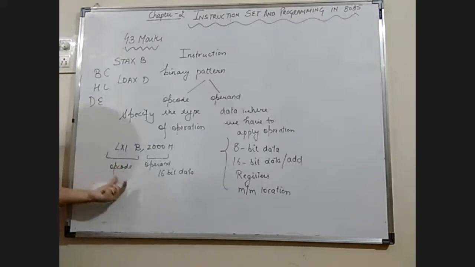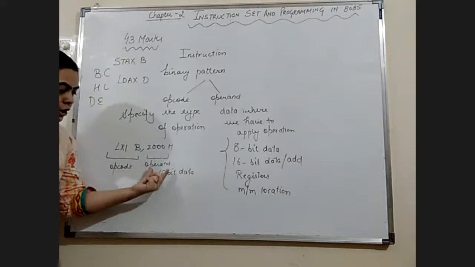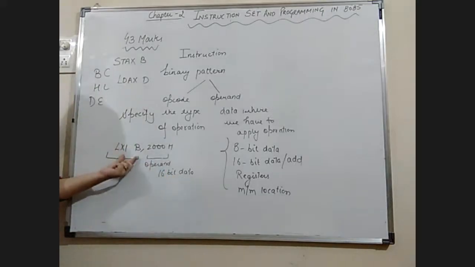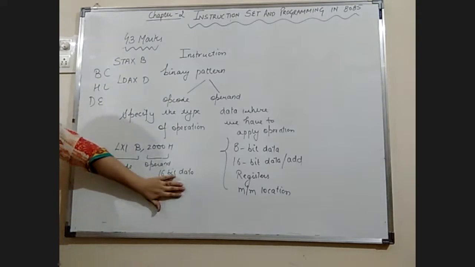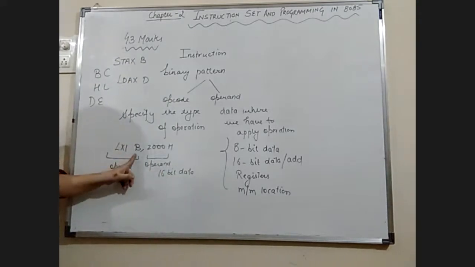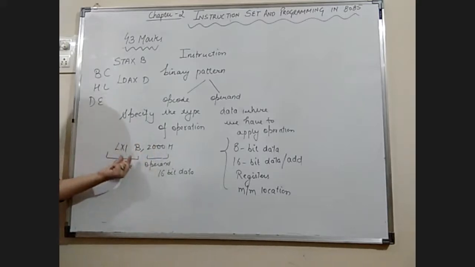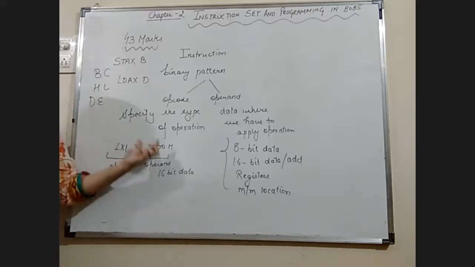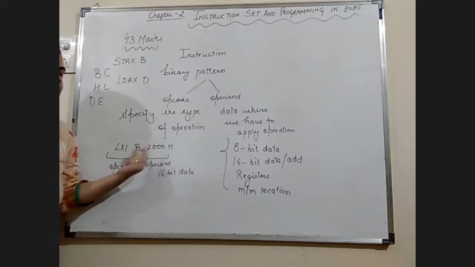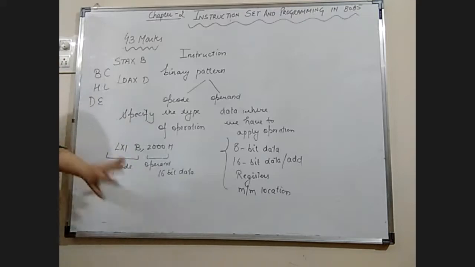So in this case we can load the 16-bit data into the BC pair. Why can we load 16-bit data? Because B is of 8-bit and C is also of 8-bit, so when we combine B and C together, it becomes 16-bit. So we can load 16-bit data into the pair, but we cannot load 16-bit data into a single register because a single register is of 8-bit only.